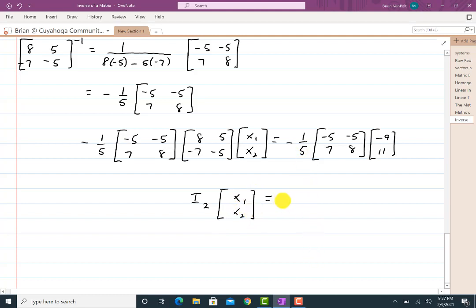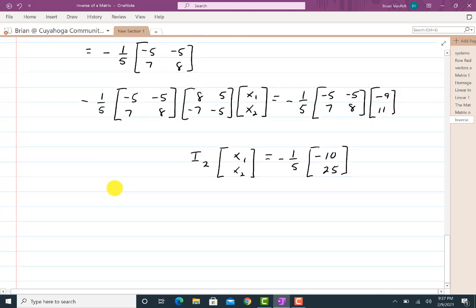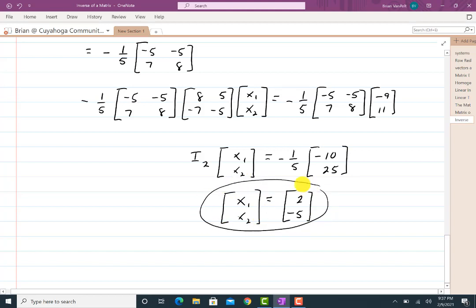Over here, let's multiply it out. So let's see what I get. I get 45 minus 55, that will be negative 10. And I'll get negative 63 plus 88, which will be 25. So when I multiply my negative 1/5 through, I get 2, negative 5. And of course on the left, all I get is x1, x2. So it makes quick work of that when you can use it.